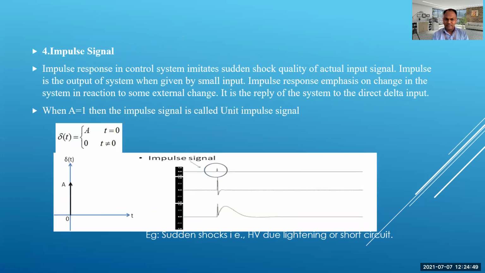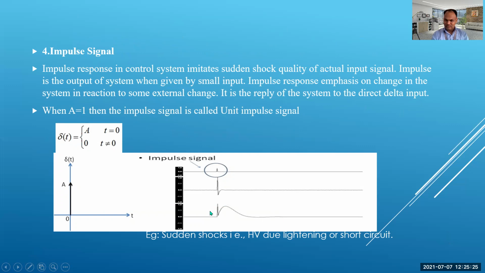The fourth one is the impulse signal. In this case, the impulse signal is delta t equal to a, or 0. Impulse response in a control system initiates a sudden shock quality of the actual input signal. Impulse is the output of the system when given a small input. Impulse response emphasizes the change in the system in reaction to some external change. It is the reply of the system to the direct delta input. When a is equal to 1, the impulse signal is called a unit impulse signal.